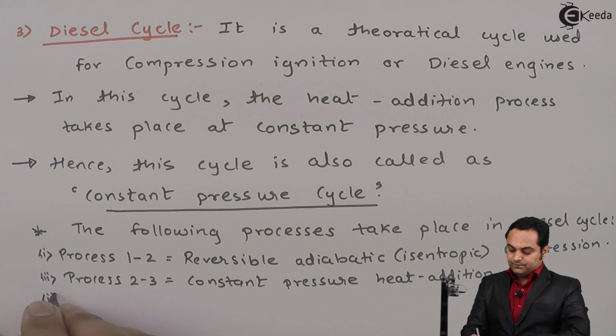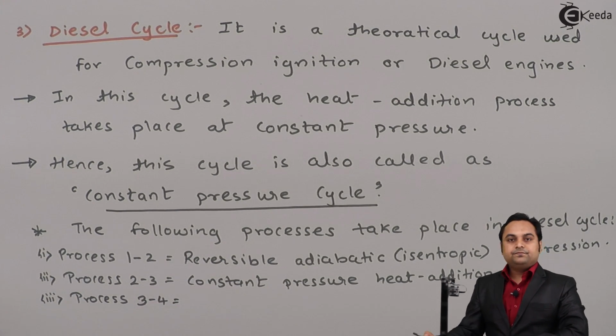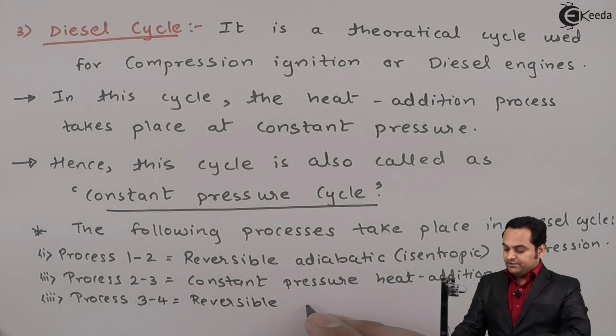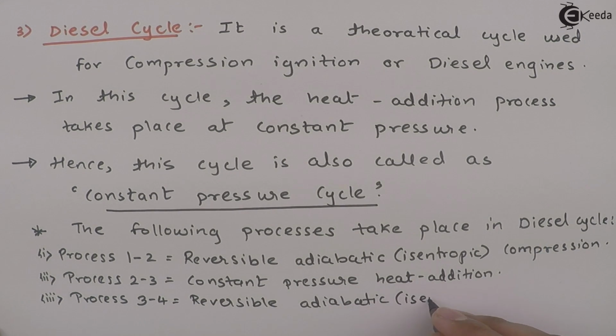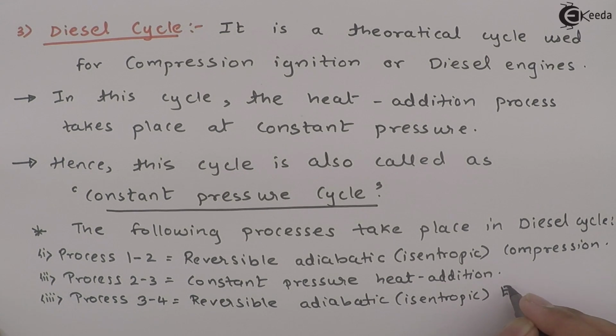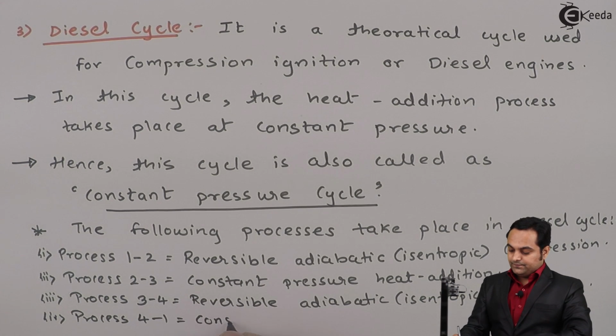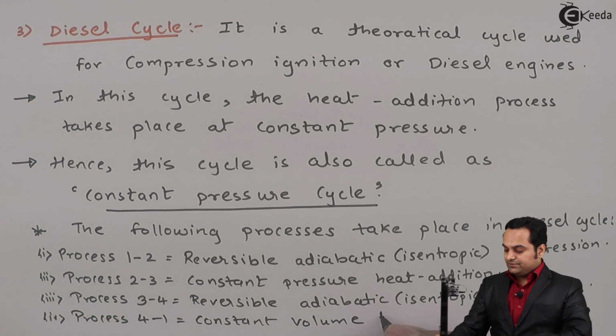Then process 3 to 4, it is reversible adiabatic, or we can say isentropic expansion. And the last process is, after expansion we have process 4 to 1 as constant volume heat rejection.